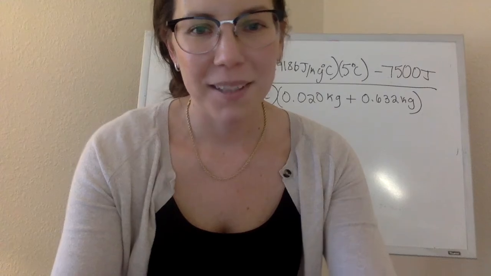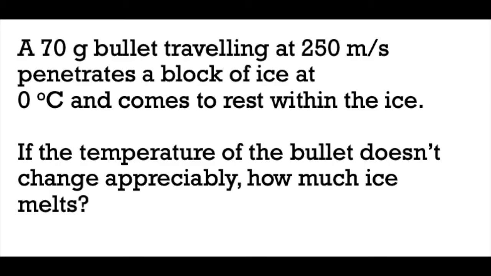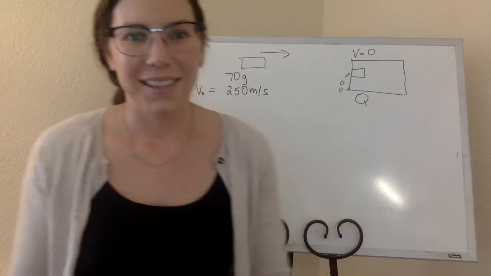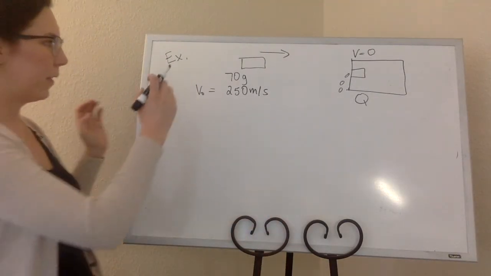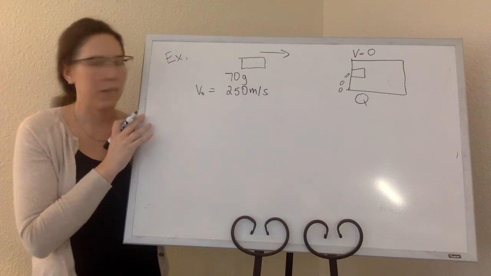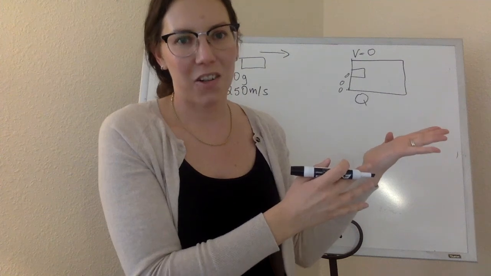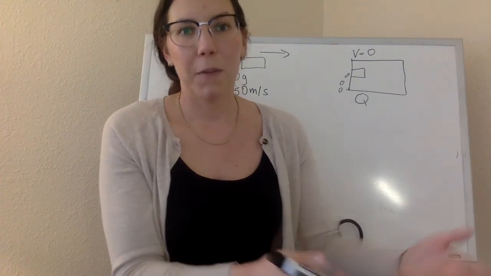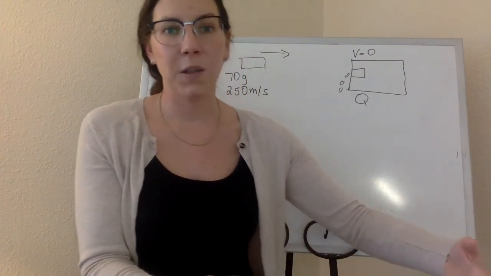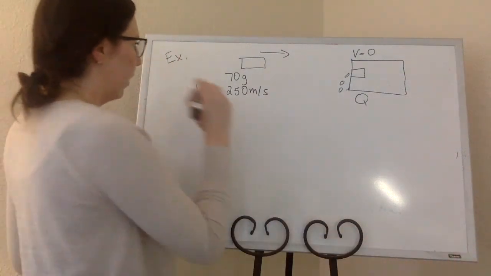Okay, just one more example in this section. Okay, so a 70-gram bullet traveling at 250 meters per second penetrates a block of ice at 0 degrees Celsius and comes to rest within the ice. If the temperature of the bullet doesn't change significantly, how much of the ice melts? This is an interesting question where we have this bullet initially moving at 250 meters per second. It will collide with the ice, and we can assume that all of that energy goes into melting the ice. So we have a transfer of kinetic energy of the bullet into the thermal energy of melting the ice.